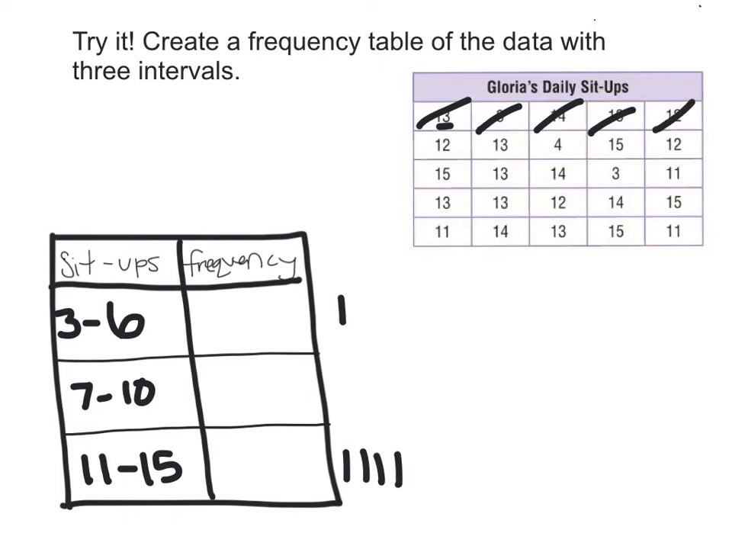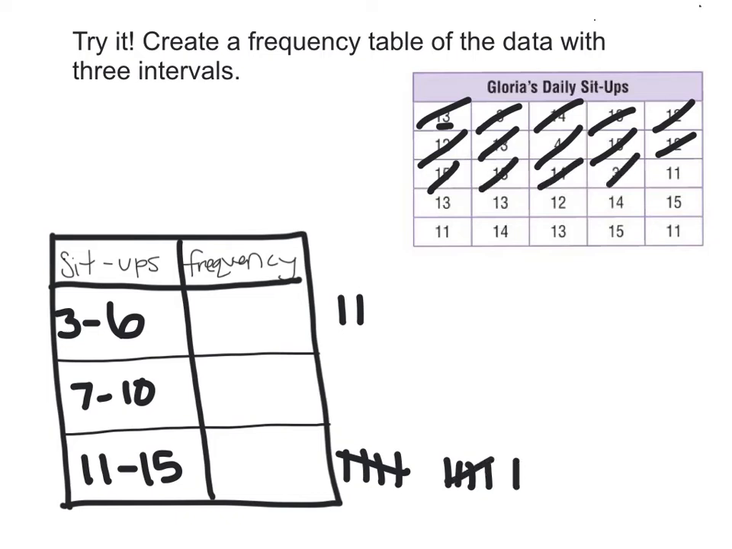12, 12, 13, 4 would be in this one. 15, 12, 15, 13, 14. Oh, there's going to be a lot in that one. 3, 11, still in this one. 13, 13, 12, 14, 15, 11, 14.